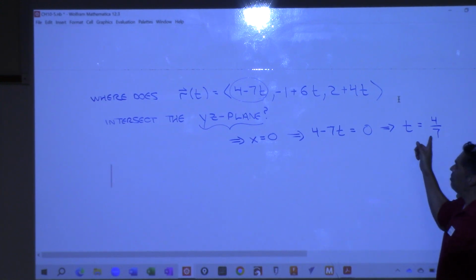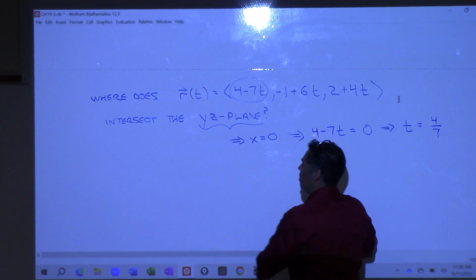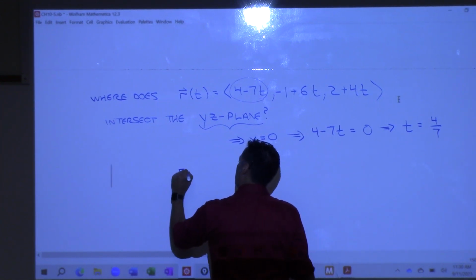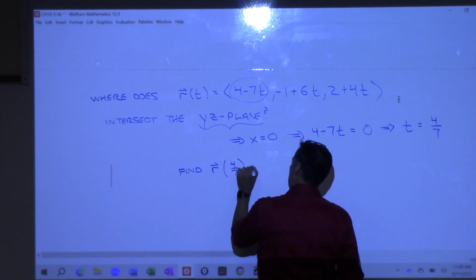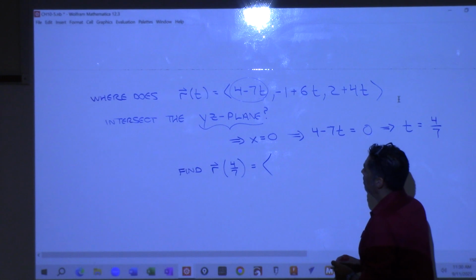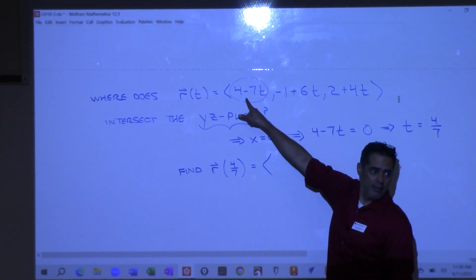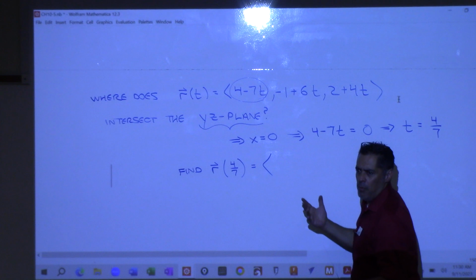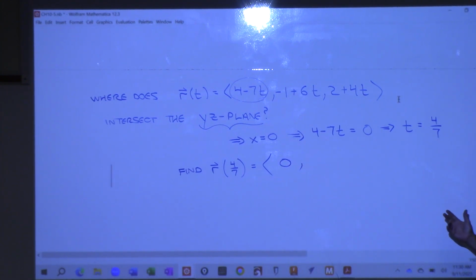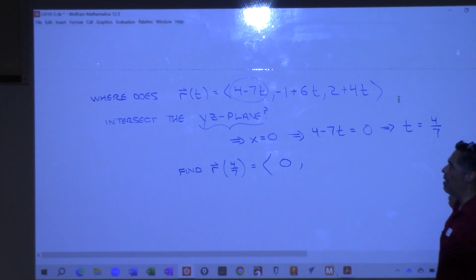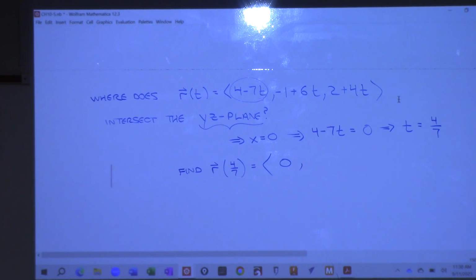So now all I have to do is plug that t in for this, this, and this. So we now find r of 4/7, which is going to be a vector. We already know what happens here. We get 0. That's the whole point, we wanted the x coordinate to be 0. Now, the rest, because I made this problem up, are going to be nasty numbers. We'll probably have to get a calculator and figure them out. Let me get my calculator. If I have it, I think I do. Yes, there it is. And the batteries work. That's good.